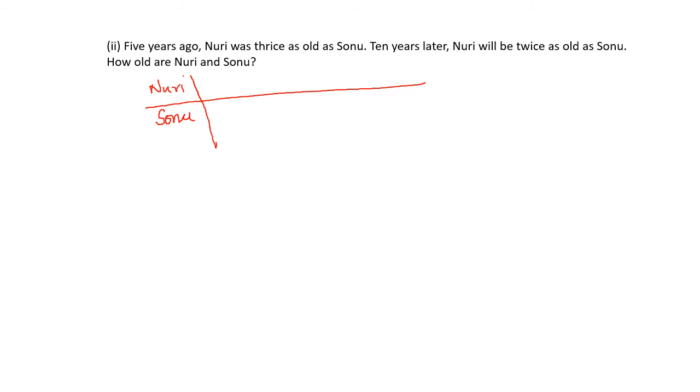Let the present age of Noori be x and of Sonu be y. Then 5 years ago, what will be the age? It will be x minus 5 and y minus 5. Now what else is given? 10 years later is also given. So 10 years later.